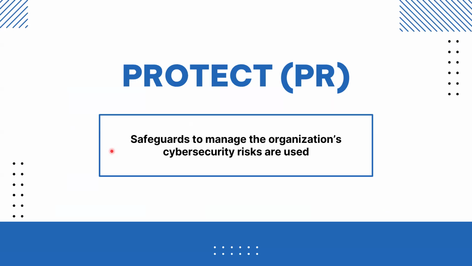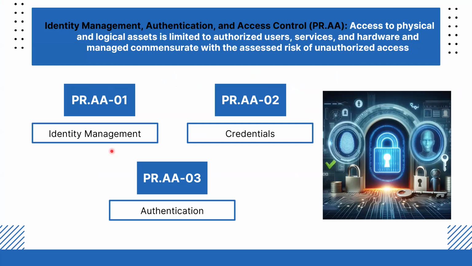Next, we have the protect function. So the protect function predominantly focuses on, or emphasizes, setting up or putting controls or safeguards in place in order to manage cybersecurity risks effectively within the organization. So at first, we have the identity management, authentication, and access control. So this function predominantly focuses on your identity and access management lifecycle. So starting from giving unique IDs to your employees. So these unique IDs can be in terms of an employee ID, a unique mail ID, a salary code, or a unique employee reference number.